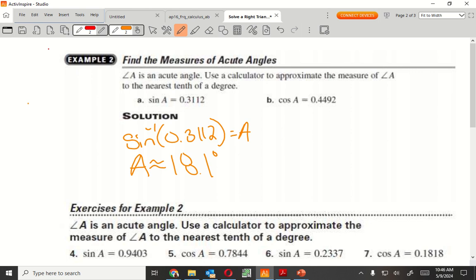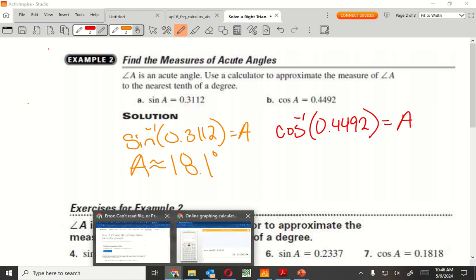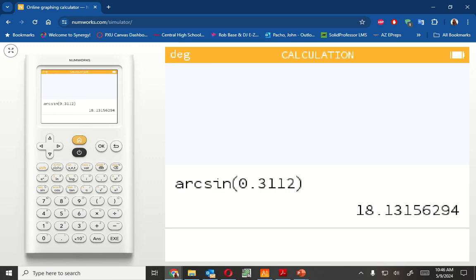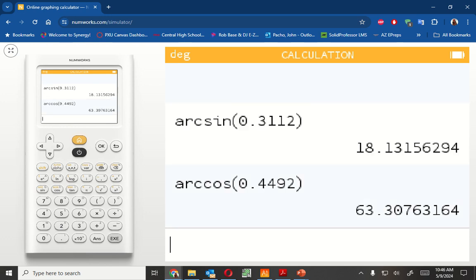All right, so let's do this next one. Now this one's a cosine. I'm going to do the same steps, but my calculator is going to be slightly different. It's going to be arc cosine or inverse cosine of 0.4492 is equal to A. Let's put that in the calculator. 0.4492. It's going to be shift cosine, and this one's going to be 63.3. Very good. 63.3 degrees.